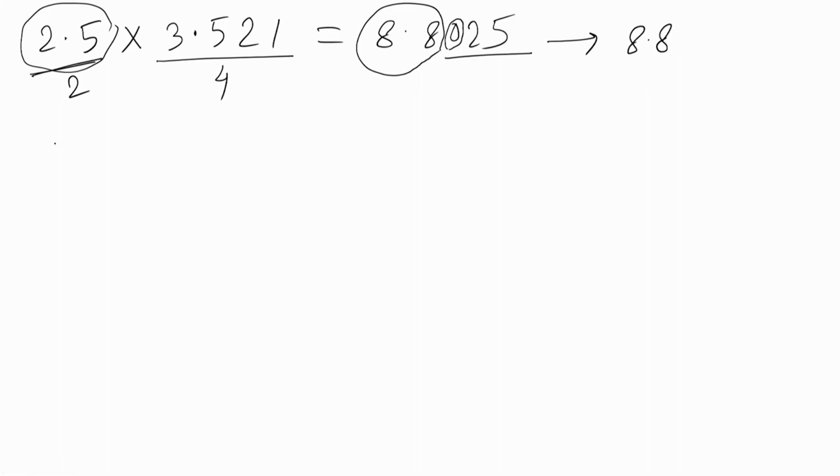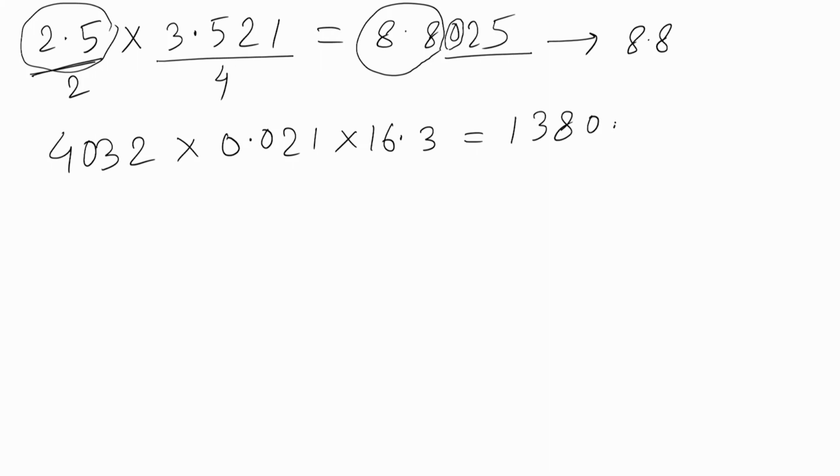Now the next example is 4.32 into 0.021 into 16.3. So first we will do the math. The result is 1380.1536. This is the result. Okay. Now we will see how many significant figures are there.